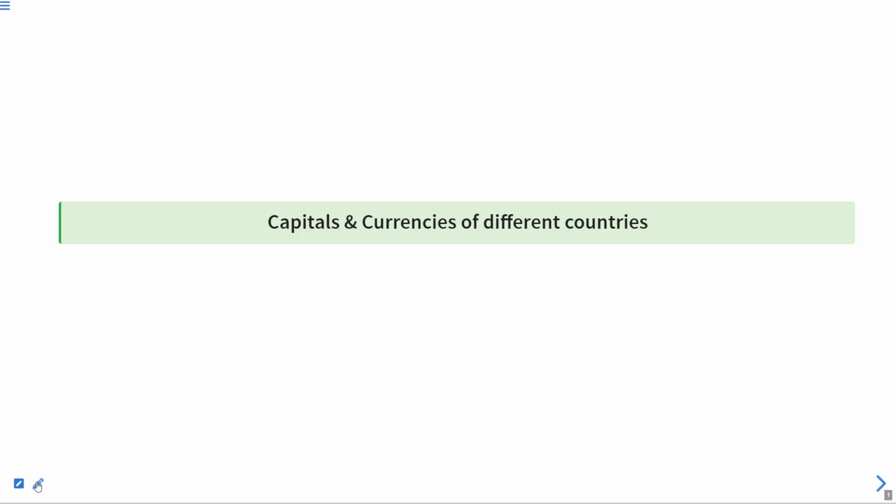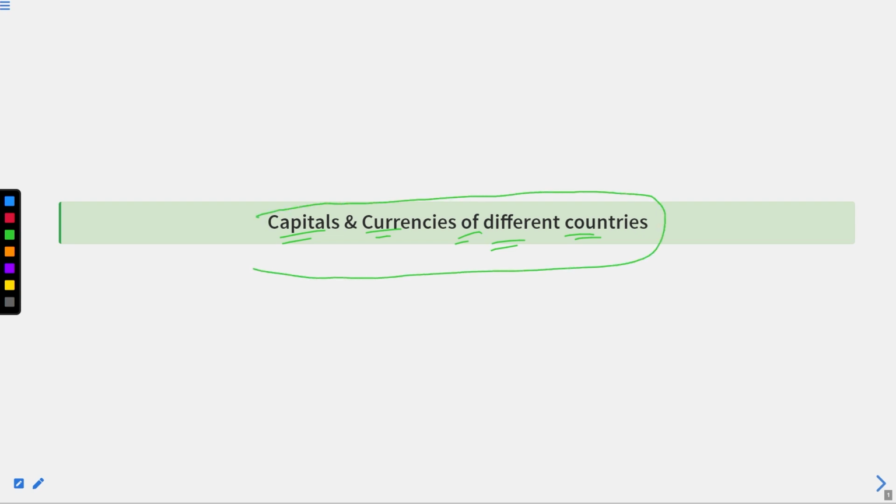So students, as you can see here, in this lecture we are going to talk about the capitals and currencies of different countries. Okay. This is the topic that we are going to discuss in this lecture. All right. We will see the capitals and also the currency of different countries. This is an important topic as far as the competitive exams are concerned.